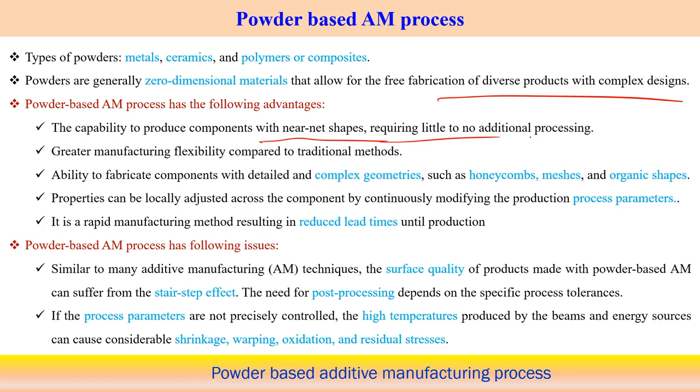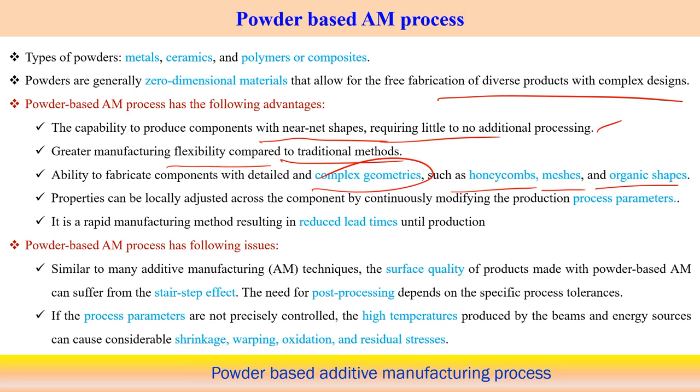Little or no additional processing might be required with the powder process. Then there is greater manufacturing flexibility compared to traditional methods. So in that case, we can achieve flexibility compared to the traditional method in this powder based additive manufacturing process. There is also the ability to fabricate components with very complex geometries, for example honeycomb structures, any kind of mesh structure, organic shapes. This type of shape is possible to achieve using powder based technology.